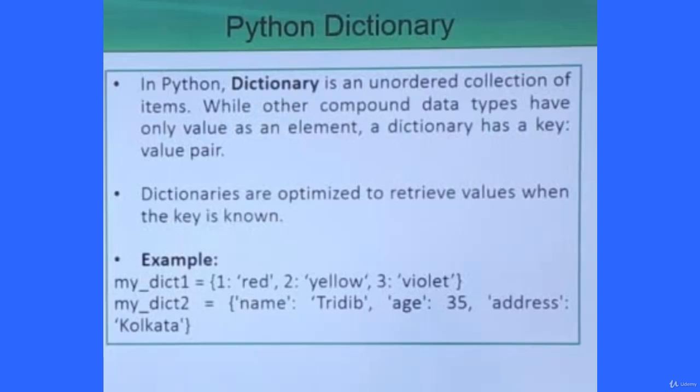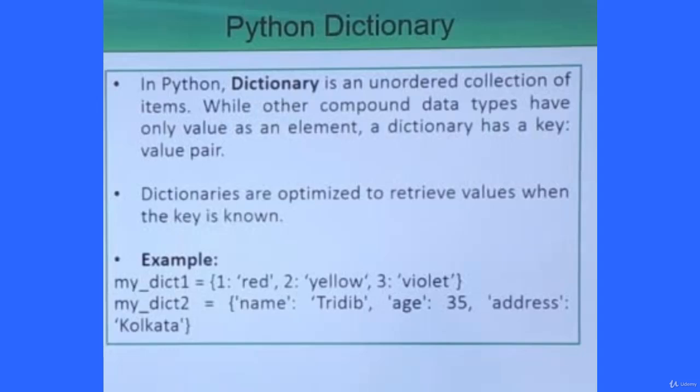In Python, dictionary is an unordered collection of items, while other compound data types have only value as an element. A dictionary has a key value pair. So that is a very important one. We had a discussion on list, tuple, and set. There you saw that we have multiple different elements, which may or may not be of the same or different data types. But here, this dictionary is quite different from those data types, because in case of dictionary we have the key value pair.